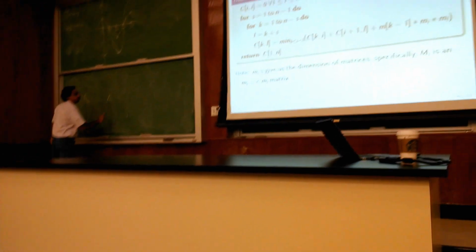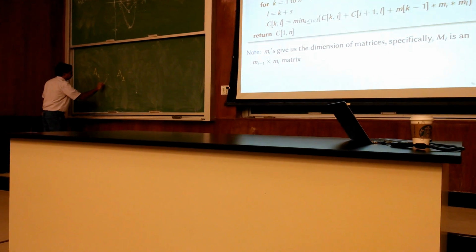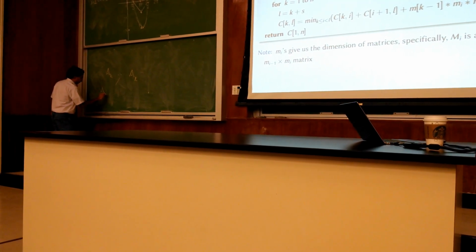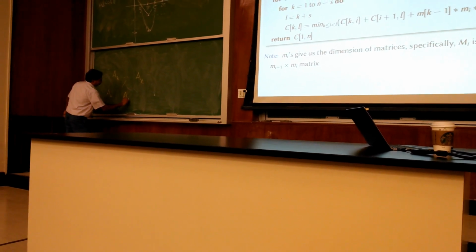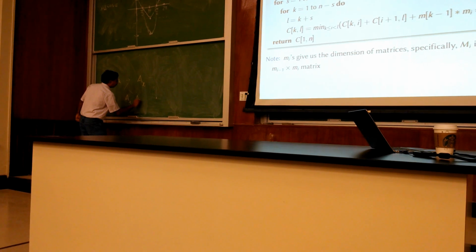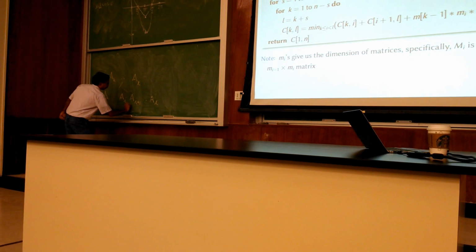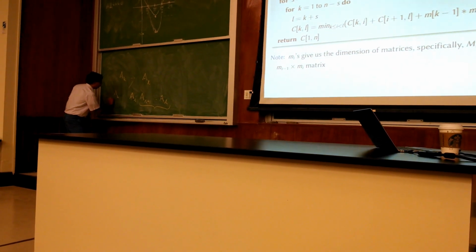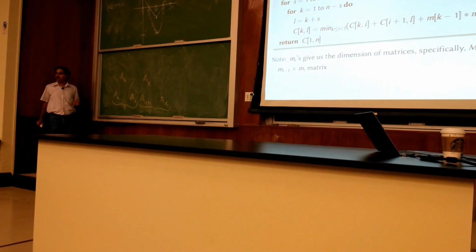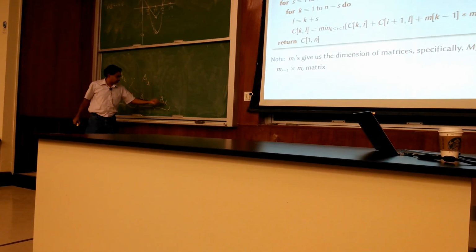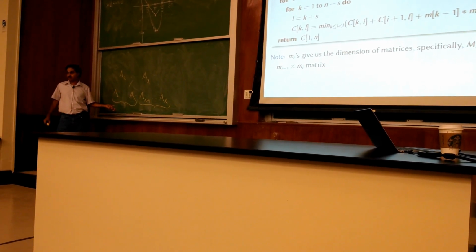To compute the product of A_k through A_L, what we are going to do is split that into A_k through A_i, and then A_(i+1) through A_L. I'm going to compute the product of the first sequence of matrices in the optimal way, then compute the product of the second sequence in the optimal way, and then simply multiply the resulting two matrices.